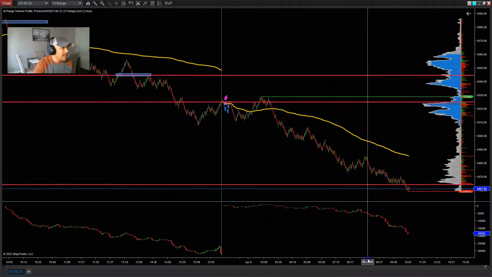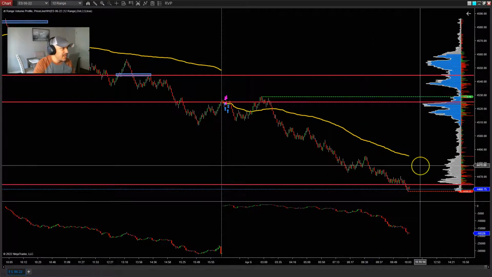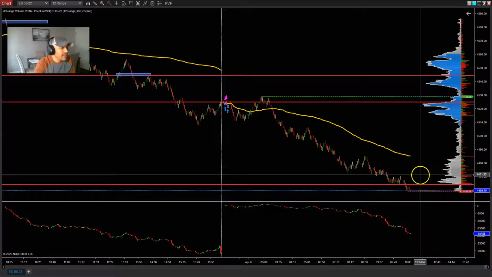So now that we're kind of moving to that area there, I want to start to see price break structure back up to the upside for me to look for a pullback, okay? And that's how I trade.